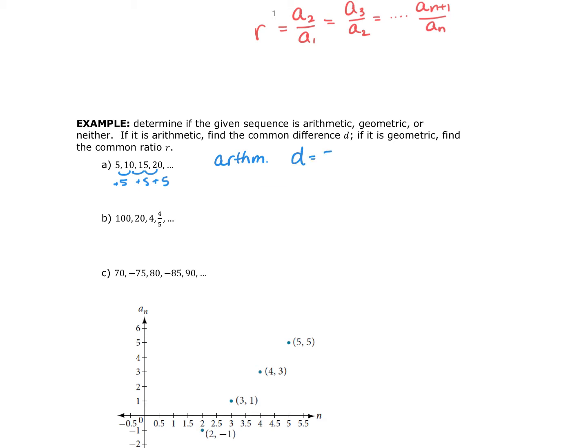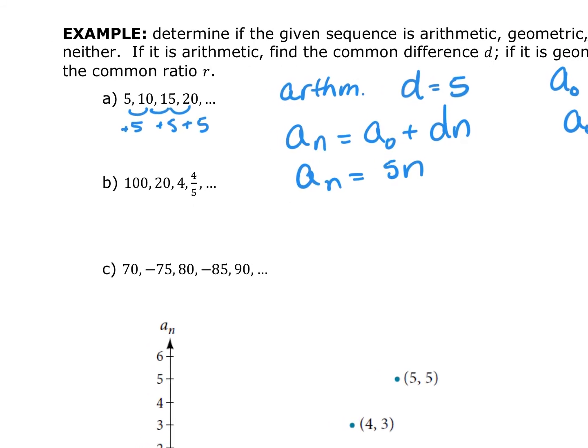My difference is 5. So my a sub n, I'm going to use a sub naught plus dn. So I have to find my a sub naught. This is going to be my a sub 1 minus my difference. My difference is 5, so my a sub naught must be 5 minus 5, which is 0. So my a sub n is going to be 0 plus d times n. So that's my closed formula.